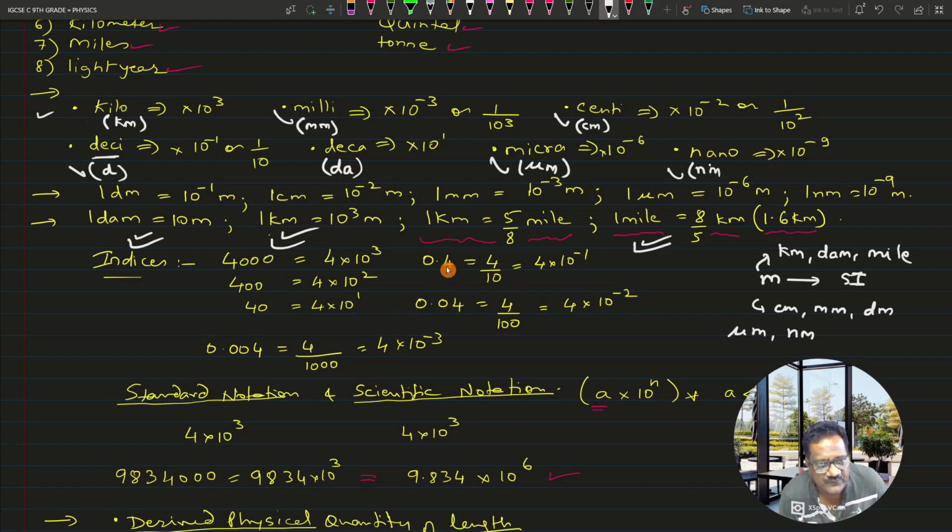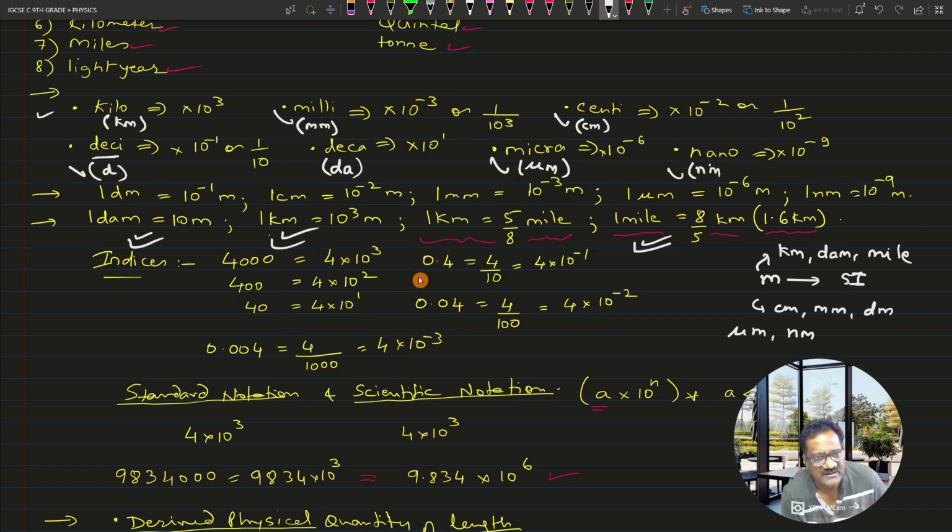Now 0.4 can be written as 4 upon 10, and 4 upon 10 can be written as 4 into 10 raised to minus 1. Same way, 0.04 can be written as 4 upon 100, which can in turn be written as 4 into 10 raised to minus 2. So how to write numbers in index form, that also you should understand very well. 0.004 will be 4 upon 1000, that is equal to 4 into 10 raised to minus 3.